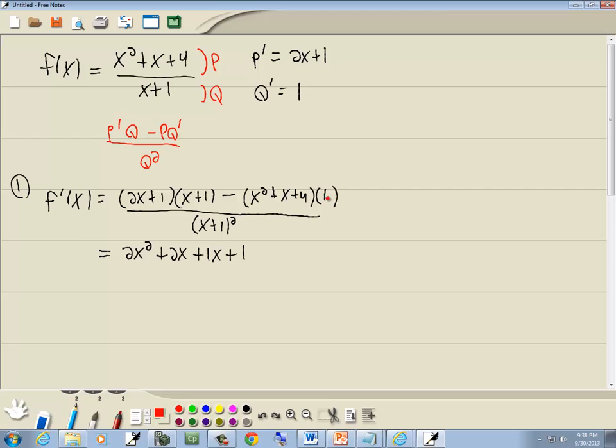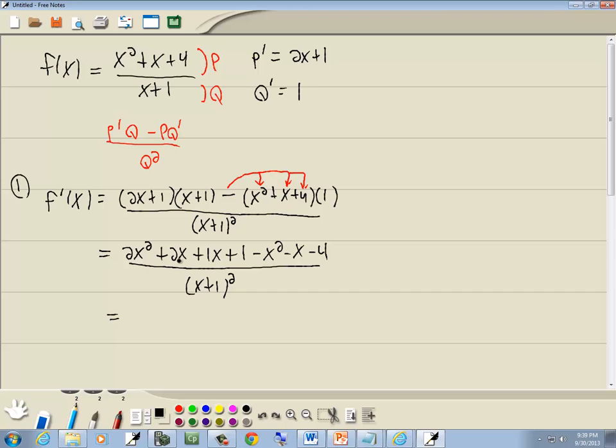Now this 1 at the very end doesn't do anything, but remember, if you have a negative out in front of your parentheses, it flips the sign of everything inside. So the x squared becomes a negative x squared, the x becomes a negative x, and the 4 becomes a negative 4, all over x plus 1 squared.